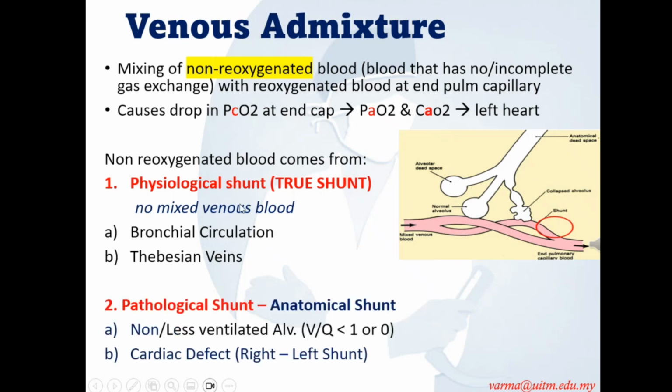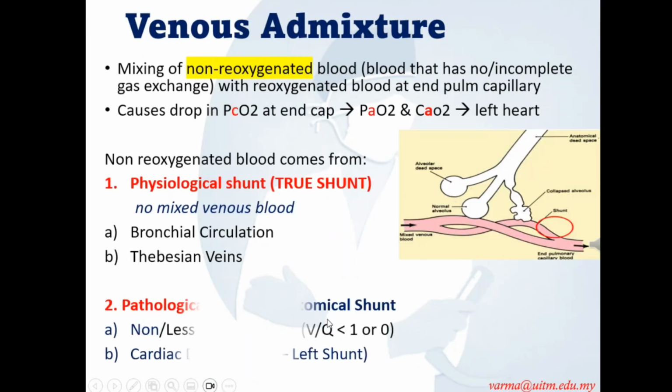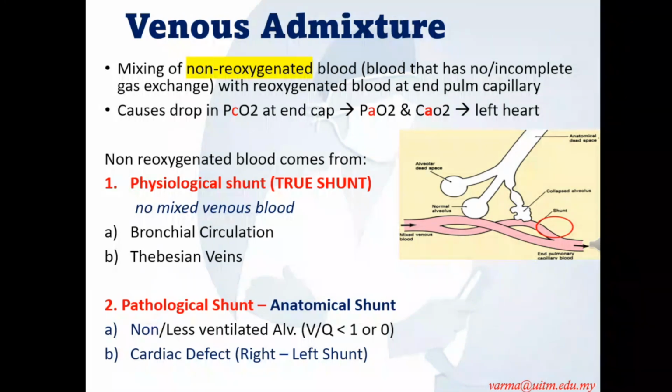Whereas pathological shunt is also called anatomical shunt. The reason why I highlighted in blue, pay attention to this. Anatomical shunt, to be precise, only talks about 100% non-ventilated, like this. These are anatomical. That is anatomical plus cardiac shunt. These are all non-pulmonary related. They are not coming in contact at all with alveoli. Those are pure anatomical shunt.